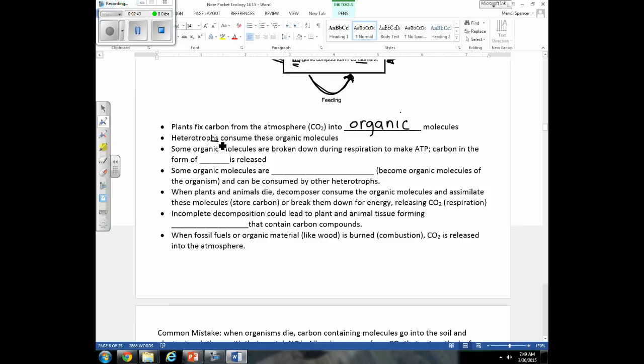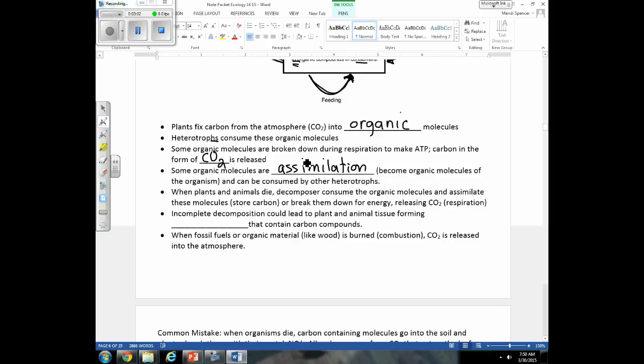Heterotrophs are going to consume these organic molecules. Some of these organic molecules are going to get broken down to generate ATP. In the process, carbon is going to be released as CO2. Some of these organic molecules are going to be stored, and that's what we mean by assimilation. And these are the organic molecules that are available to the next step on the food chain.